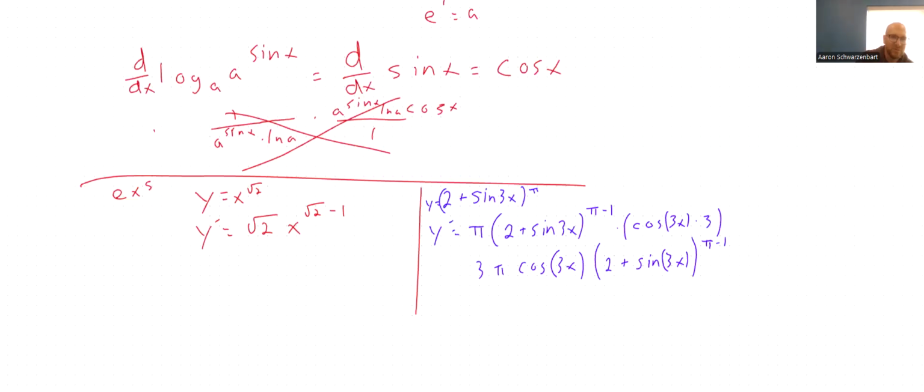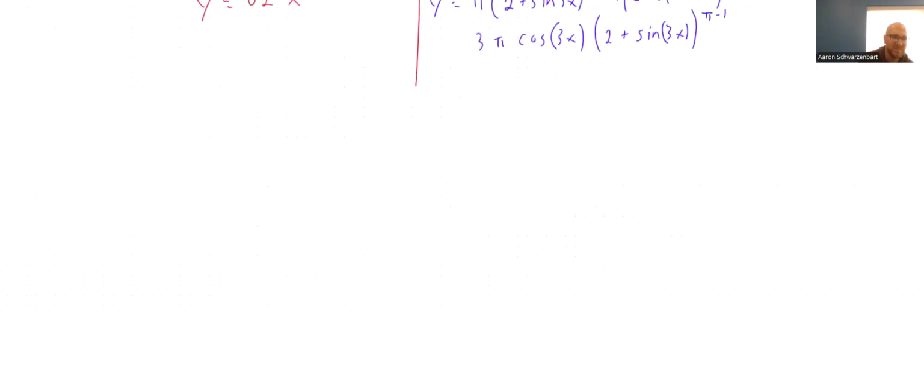We get a pretty simple one here for example 6, and it says state the domain. Well, it says state the domain of f prime. First thing I'm going to do is take the derivative.